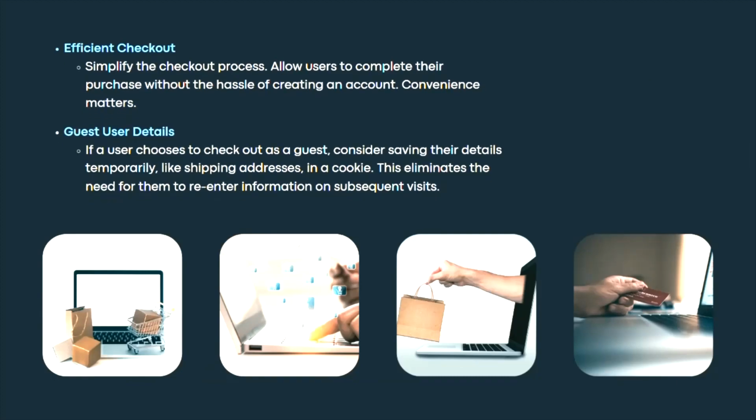Also, a few other points are efficient checkout. Efficient checkout means simplifying the checkout process, allowing the user to complete their purchase without creating an account. And also guest user details. Guest user details means if a user chooses to check out as a guest, you should consider saving their details temporarily, like shipping address, in something like a cookie or browser storage. This eliminates the need for them to re-enter information on subsequent visits, making their user experience much better.